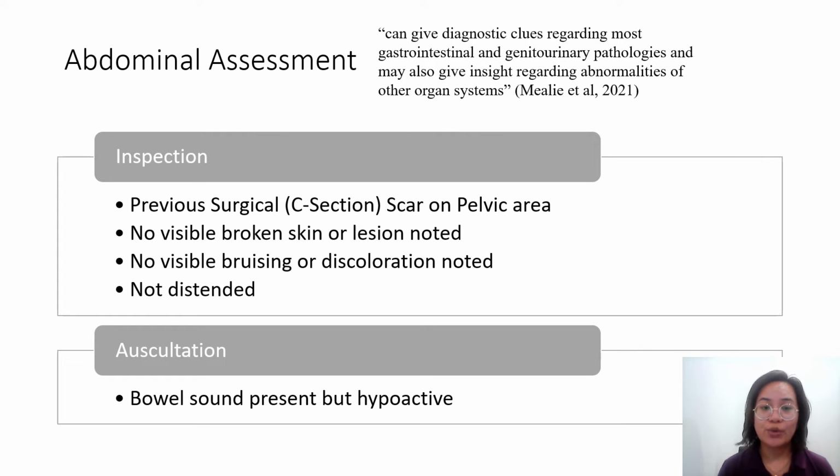pain. So I have done an inspection, and I could see her previous surgical C-section scar on her pelvic area. But there's no visible broken skin or lesion that I have noted. There's also no bruising or discoloration, and her abdomen is not distended. For auscultation, I have used the stethoscope. I could hear some bowel sounds, but they are hypoactive.